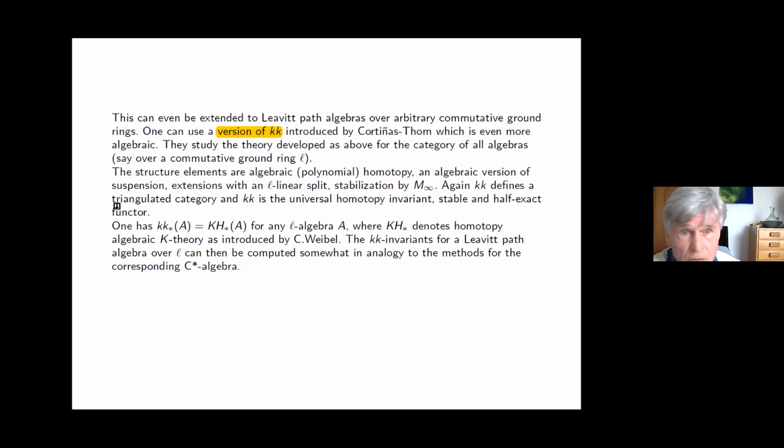Okay, and so you get a category, which, I mean, all these categories which I described are triangulated categories. And again, this little k is a universal functor, which is homotopy invariant for this kind of homotopy, stable and half exact. It has, in fact, long exact sequences also. And again, they can compute the coefficients, and that's also an interesting result.